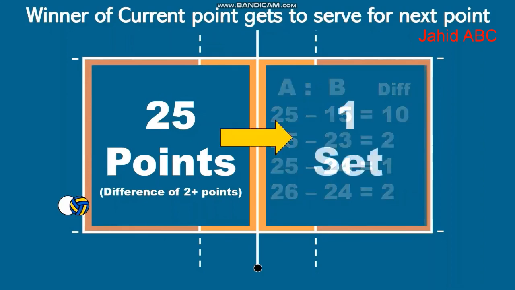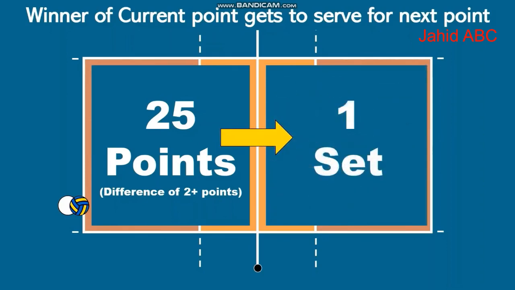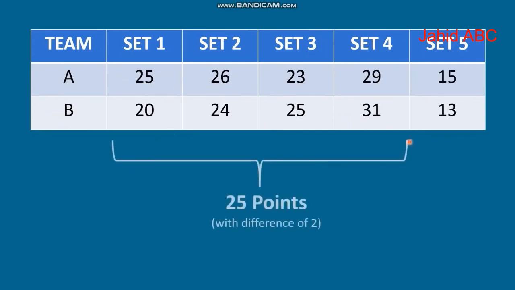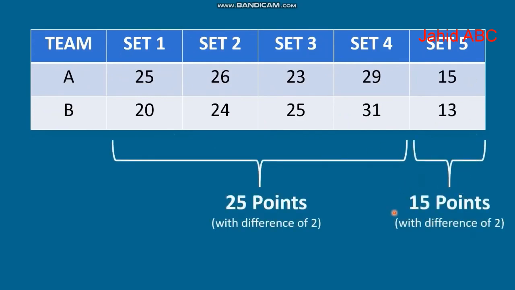Now, 25 points correspond to 1 set. So you win a set if you win at 25 points. And you need to win either 2 sets or 3 sets depending upon which tournament you're playing. Here's the score. Let's say team A, team B, they have 5 sets. The first 4 sets go to whoever wins 25 points with a difference of 2. But the last set goes to whoever wins 15 points with a difference of 2. So out of these 5 sets, you need to win 3 sets. The first 4 sets are 25 points. The last set is just 15 points, but you need to have a difference of 2.